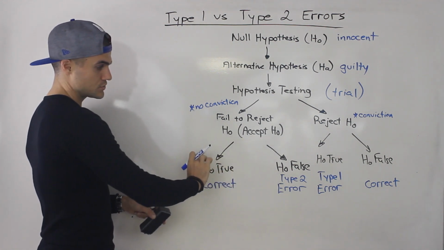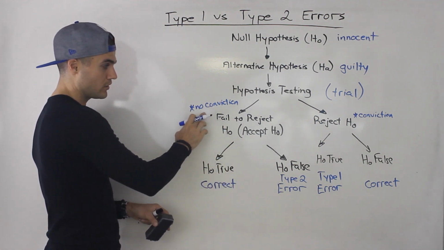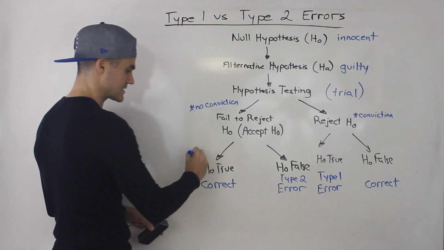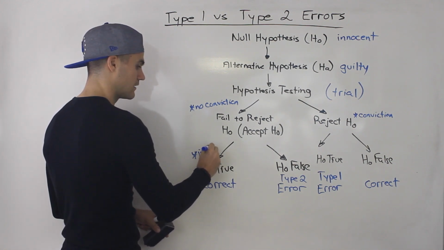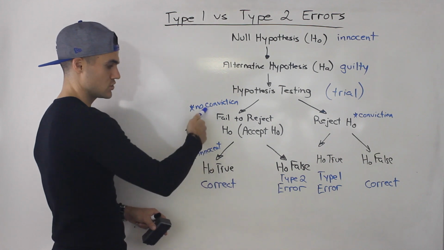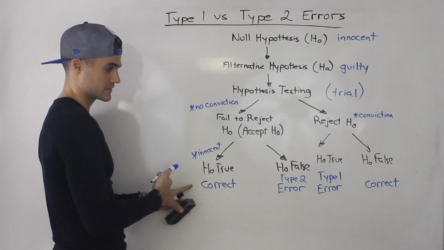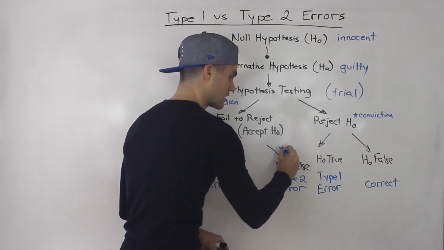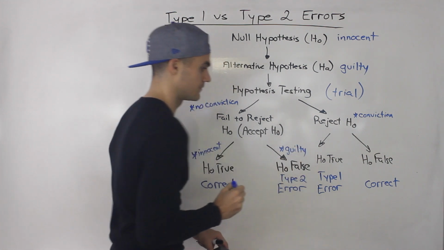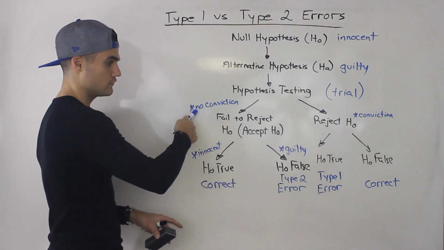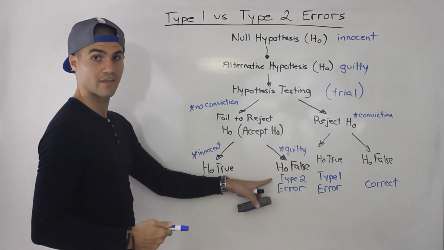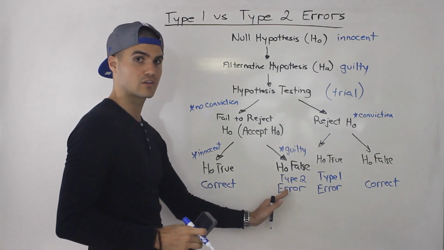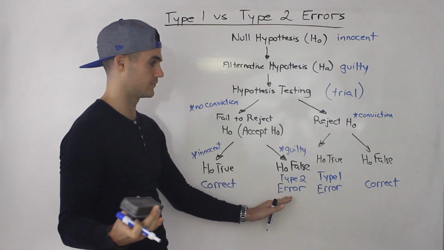And then we can go to the underlying reality. So if there's no conviction and the null is true, that's the same thing as saying that in reality, they're actually innocent, right? So if there's no conviction and they're actually innocent, that's a correct decision. But if there's no conviction and the null is false, that's the same thing as them being guilty in reality, right? So if there's no conviction, but they're actually guilty, well, that's an error, right? There should have been a conviction. So a type 2 error you could think of as like a wrongful acquittal, right?